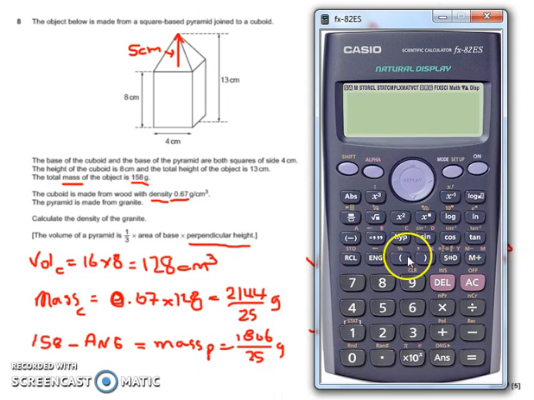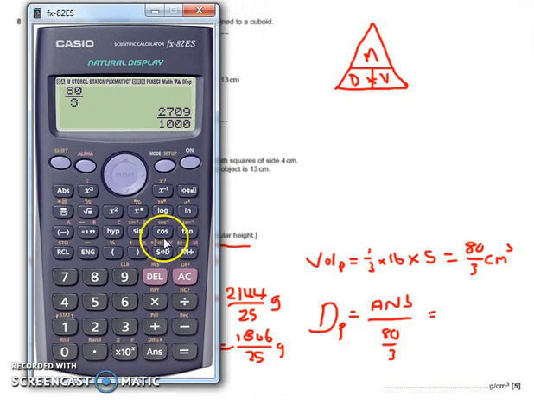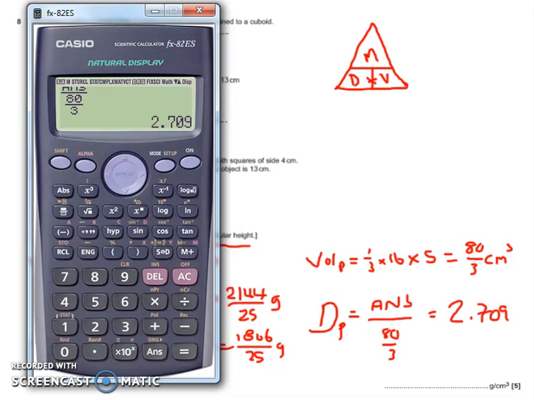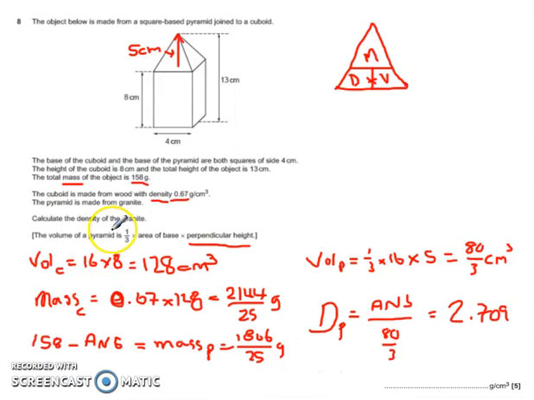So clear the screen, fraction button, answer down, and I'm going to put the fraction button in again, 80 and then over 3. Okay, it's just a way of typing it into the calculator, and you've got this number here, which we can then press S to D for our final answer, 2.709, I think that was, and that is what the density of the granite is, because it's the density of the pyramid.